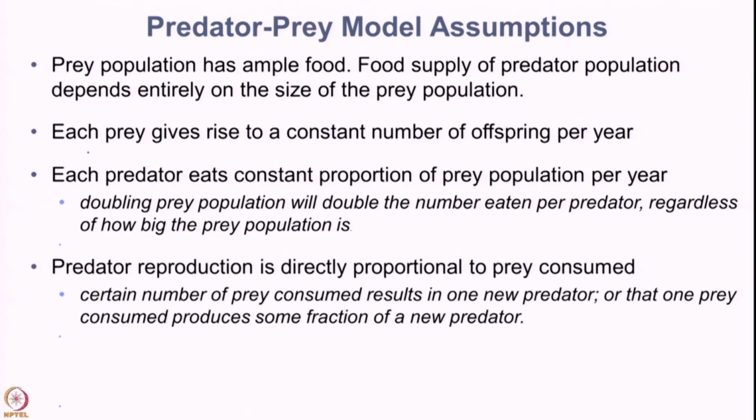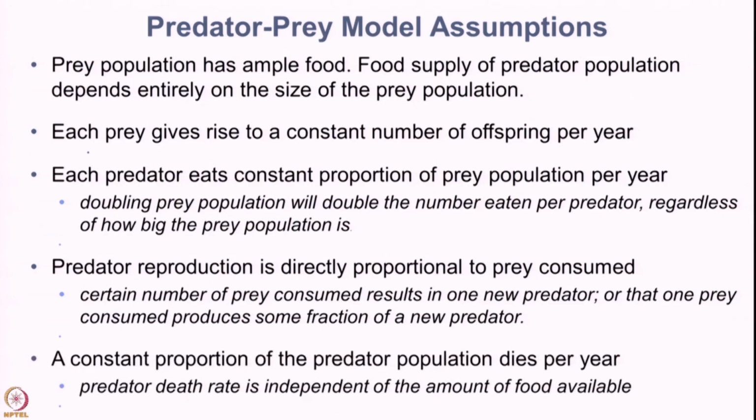Predator reproduction is directly proportional to prey consumed, that is, a certain number of prey consumed results in one new predator, or in other words, one prey consumed produces some fraction of a new predator. You need so many prey to be eaten so that the predator survives, or the chance of the predator to reproduce and the young to survive becomes higher. And we also assume a constant proportion of the predator population dies per year, or rather the predator death rate is independent of the amount of food available within the system or within the habitat.